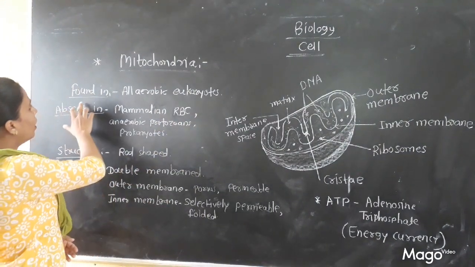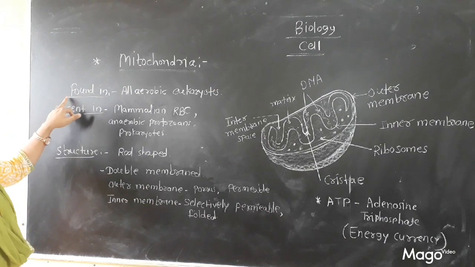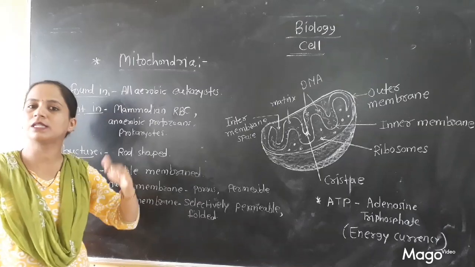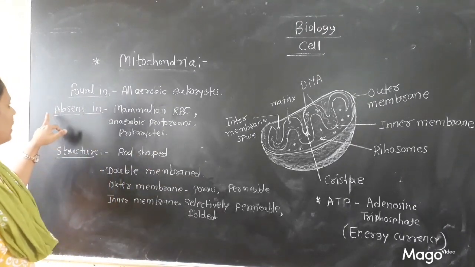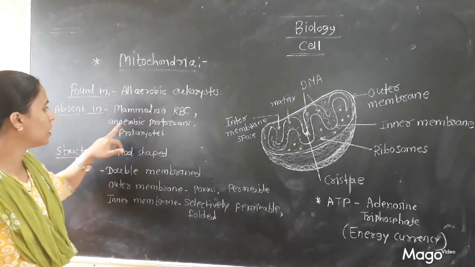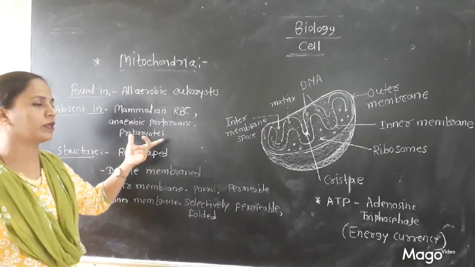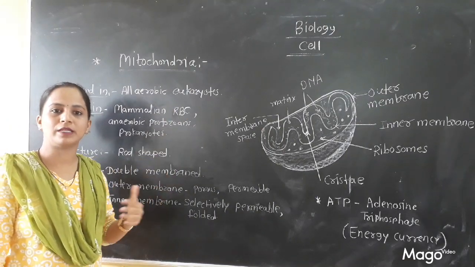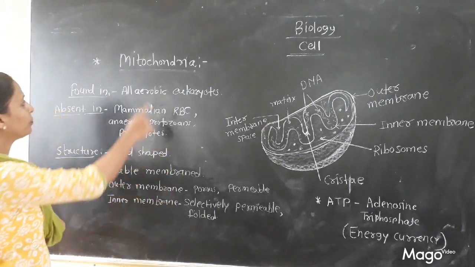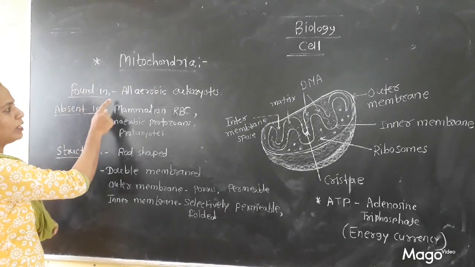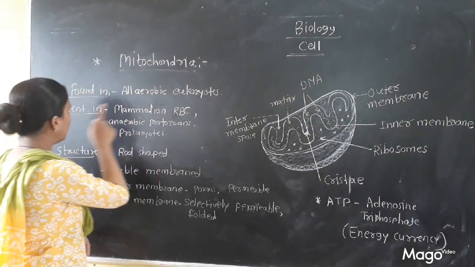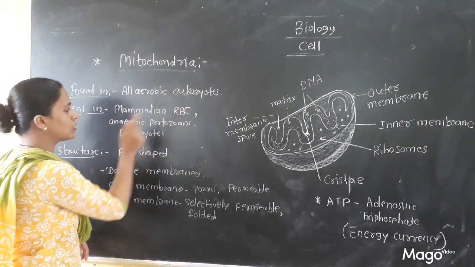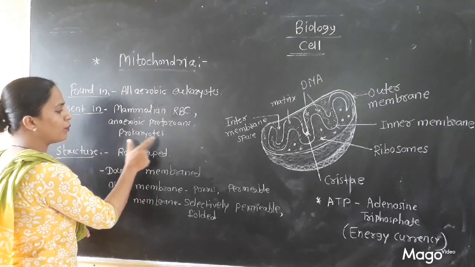So where are these mitochondria found? Mitochondria are found in all aerobic eukaryotes. What is meant by eukaryotes? That we have discussed in our earlier video lectures. They are absent in mammalian RBCs, anaerobic protozoans and prokaryotic cells. What is meant by prokaryotic and eukaryotic, all these points we have discussed in my previous video lecture. So students, mitochondria are found in all aerobic eukaryotes, and they are absent in mammalian RBCs, RBCs meaning red blood cells, and in anaerobic protozoans and prokaryotes.